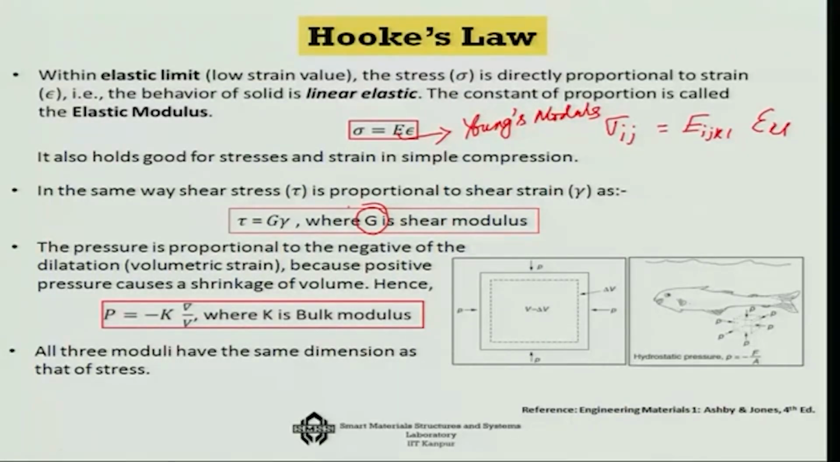And if you remember the case of hydrostatic pressure, there it is actually not a change in direction, but a change in volume. So, you consider it for any fluidic case. That is why the negative sign is introduced here, because positive pressure causes a shrinkage of volume. So, here you get the volume change as the volumetric strain, and that is related to the hydrostatic pressure, and hence the modulus here is known as the bulk modulus.